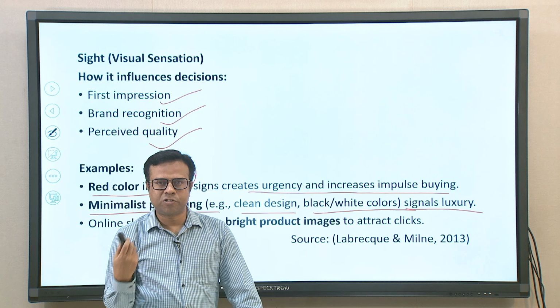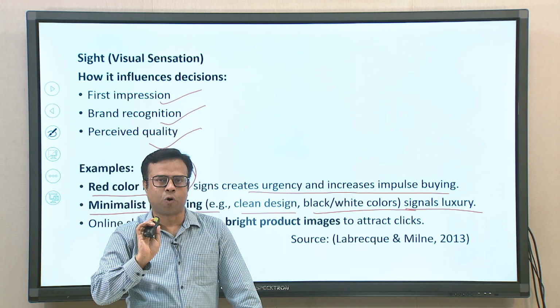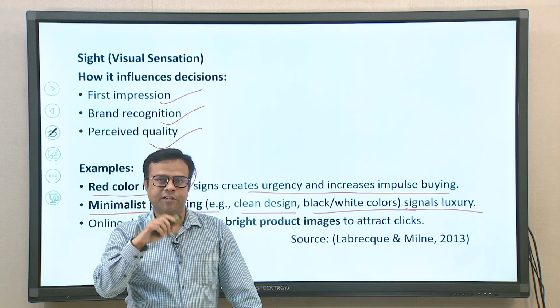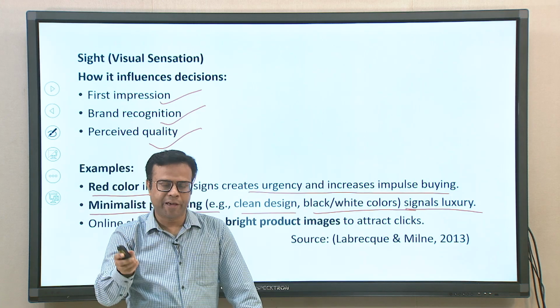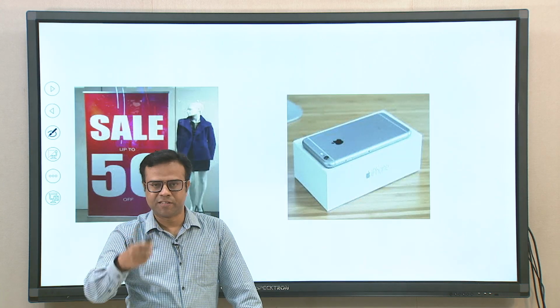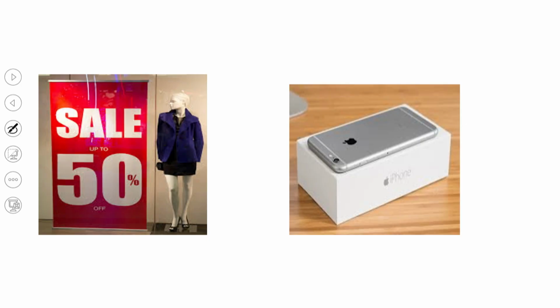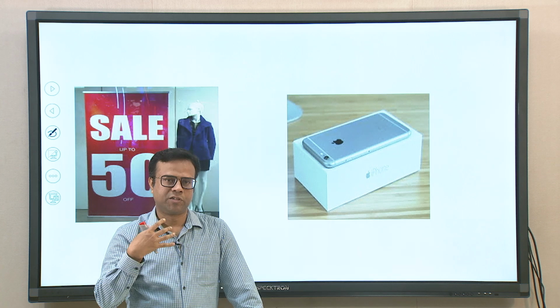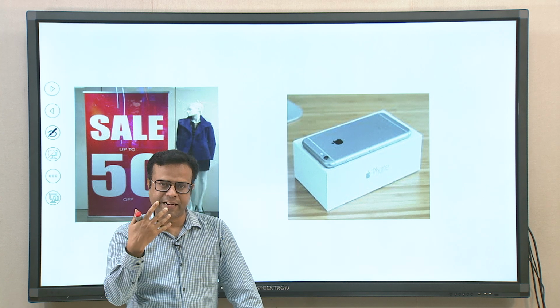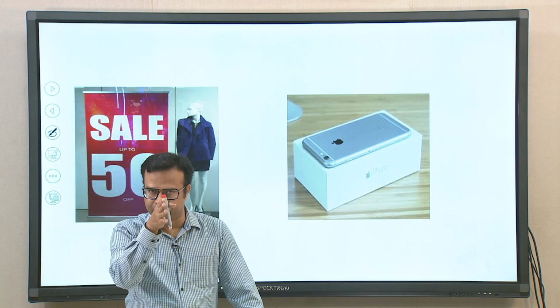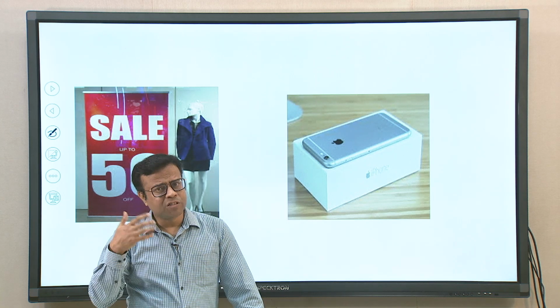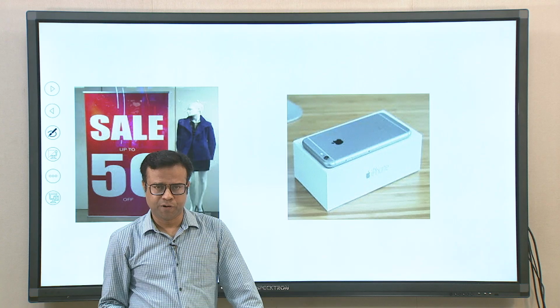So, they all use this kind of sensory information, the knowledge of sensation, in terms of changing the buying behavior of the people. These are some of the examples, how simple packaging could evoke a sense of luxury, and how this red color attracts attention and people pay attention to that. So, this is how people use this information.